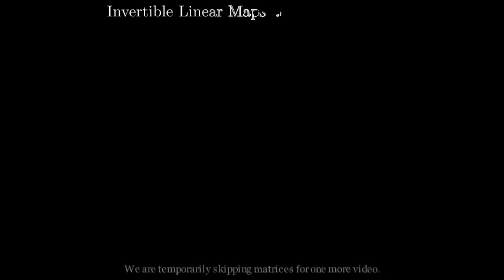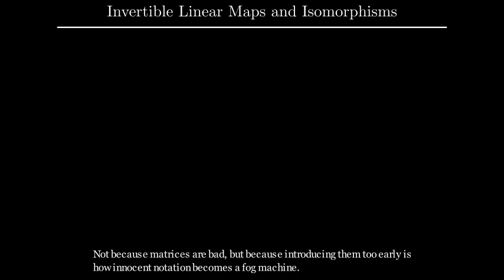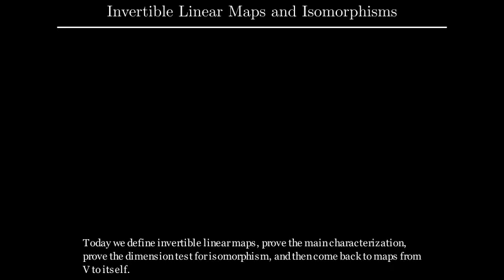We are temporarily skipping matrices for one more video. Not because matrices are bad, but because introducing them too early is how innocent notation becomes a fog machine. Today we define invertible linear maps, prove the main characterization, prove the dimension test for isomorphism, and then come back to maps from V to itself.